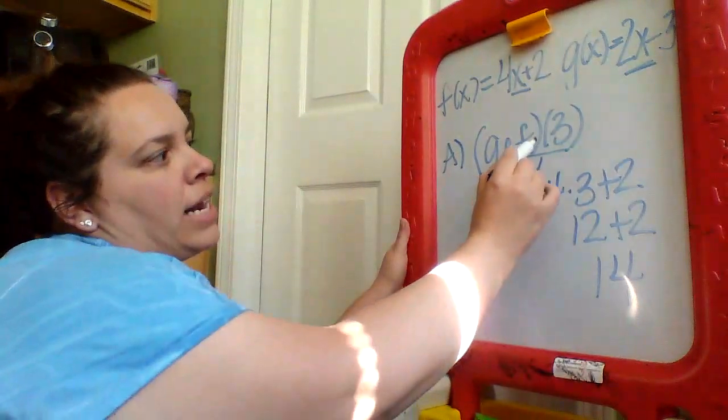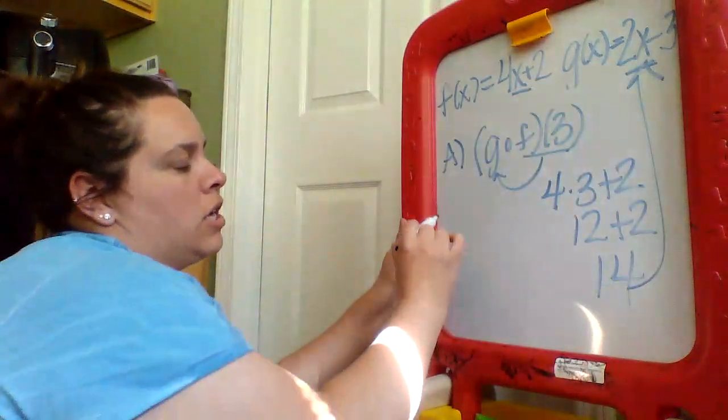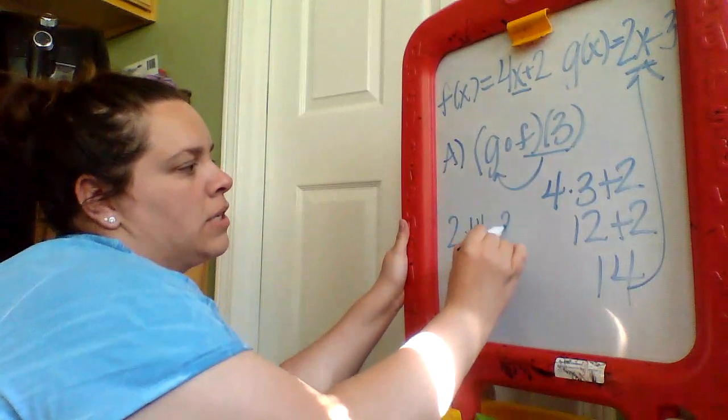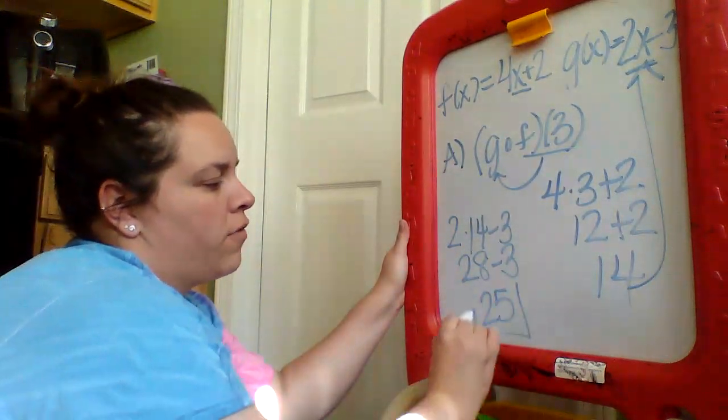And then after I find f of 3, I'm going to plug that into g. So 2 times 14 minus 3, so that's 28 minus 3, which is 25.